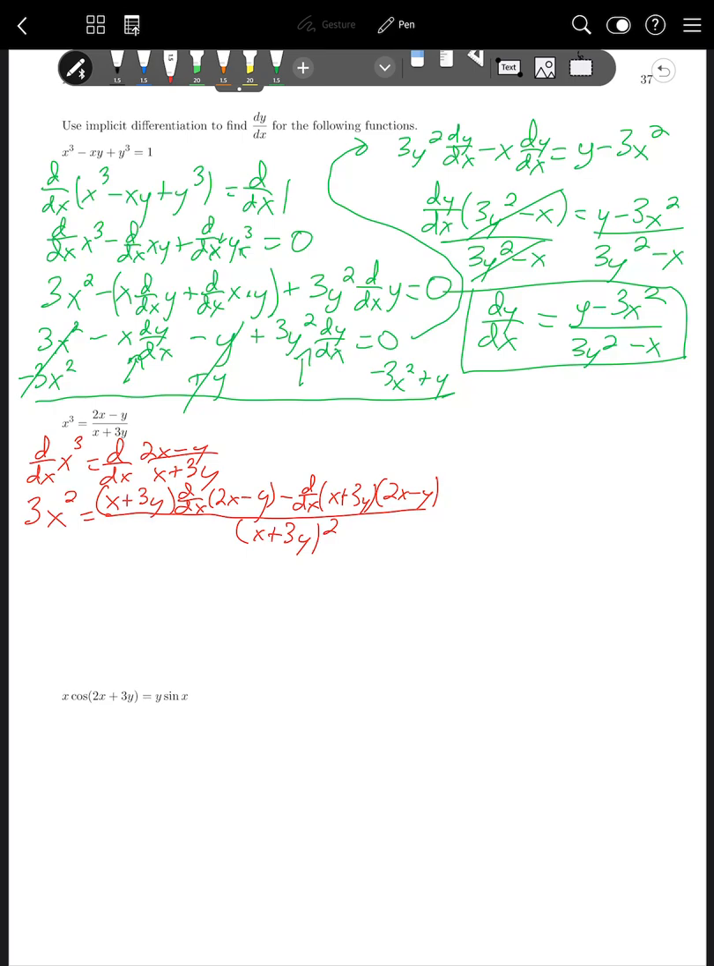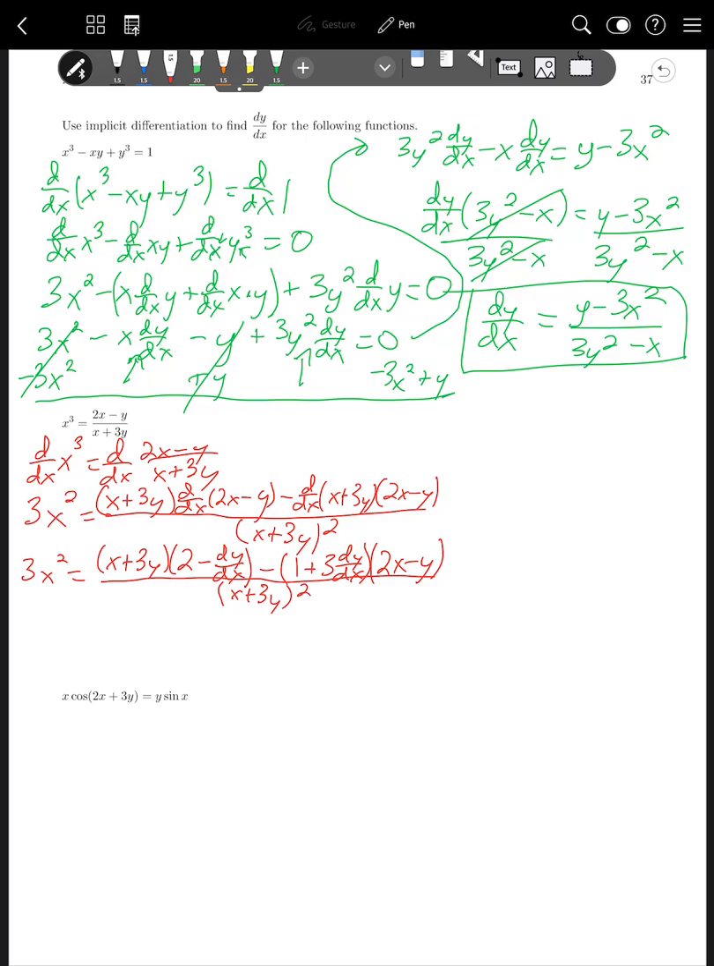Okay, so let's go ahead and work that out. So x plus 3y times the derivative of this. So the derivative of 2x is 2. The derivative of y with respect to x is dy/dx. Okay, minus the derivative. So the derivative of x is 1. The derivative of 3y with respect to x is 3 dy/dx times 2x minus y all over x plus 3y squared.